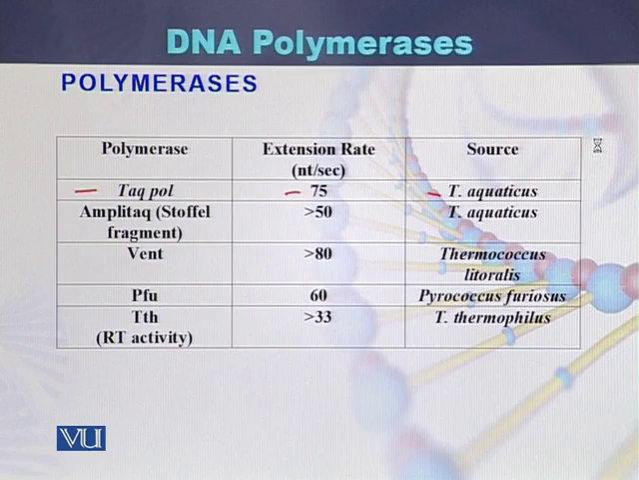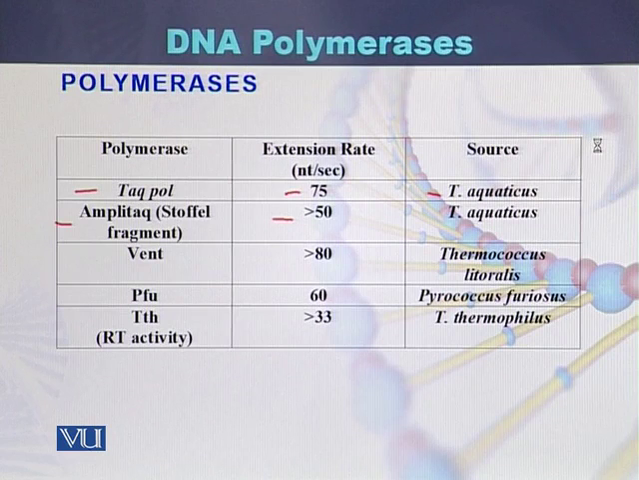The second type of the DNA polymerase is called AmpliTaq, which is also called Stoffel fragment. The extension rate of this DNA polymerase is approximately 50 nucleotides per second, and this polymerase was also purified from Thermus aquaticus and later on commercially produced.